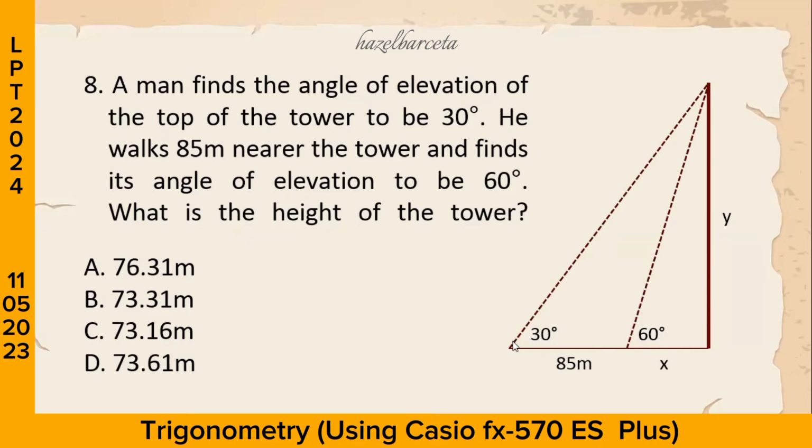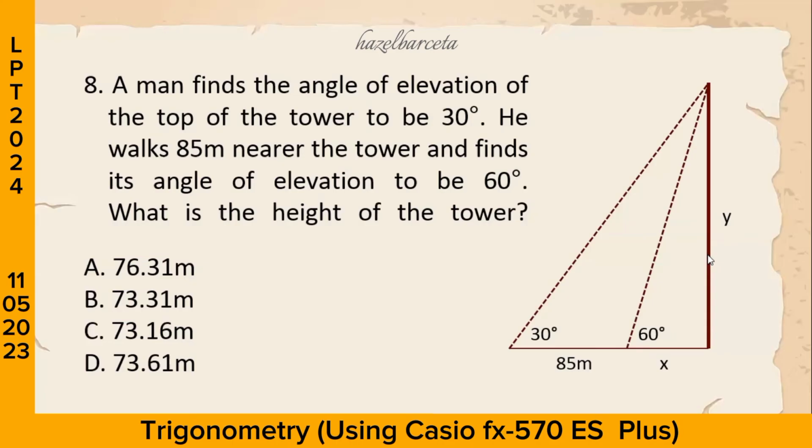Kapag sinabi pong angle of elevation, ang object po natin ay nasa taas at pataas po ang ating line of sight. And always, naka-reference po yan sa ating horizontal. Huwag po natin kakalimutan. So, he walks 85 meters nearer the tower. So, lumakad po siya palapit sa tower, about 85 meters. So, ito po yung second position. At tiningala niya po ulit ang tower and finds angle of elevation 60 degrees. And the question, what is the height of the tower? So we will solve for y.